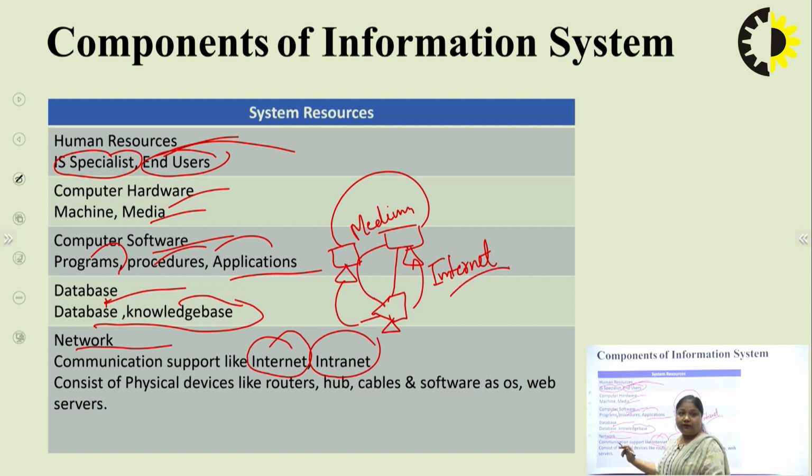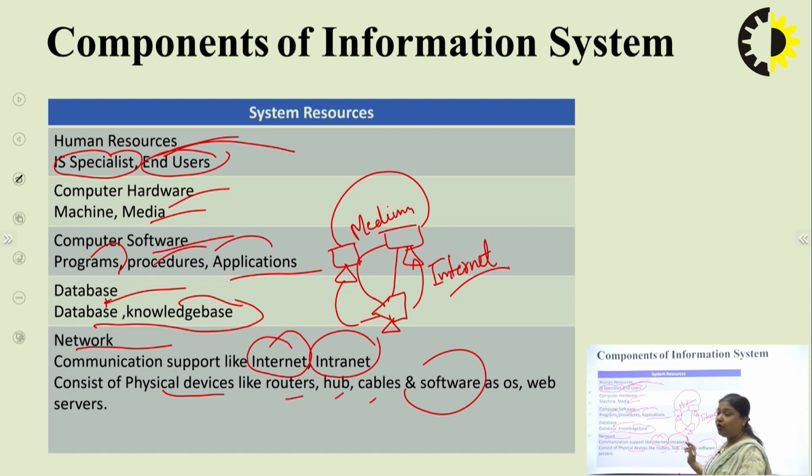Communication medium consists of both physical devices and software devices. Physical devices like routers, hubs, cables, all of these are physical devices that are used to communicate from one system to another. And what are the software devices? Software devices such as operating system, web servers, these are software devices used for communication support.